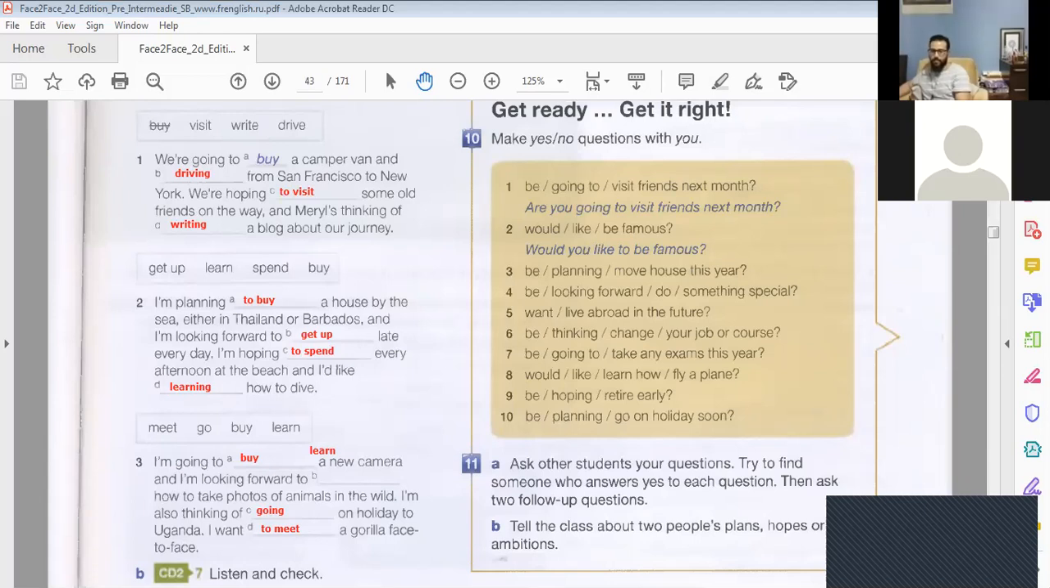Track 7. 1. Ryan. We're going to buy a camper van and drive from San Francisco to New York.